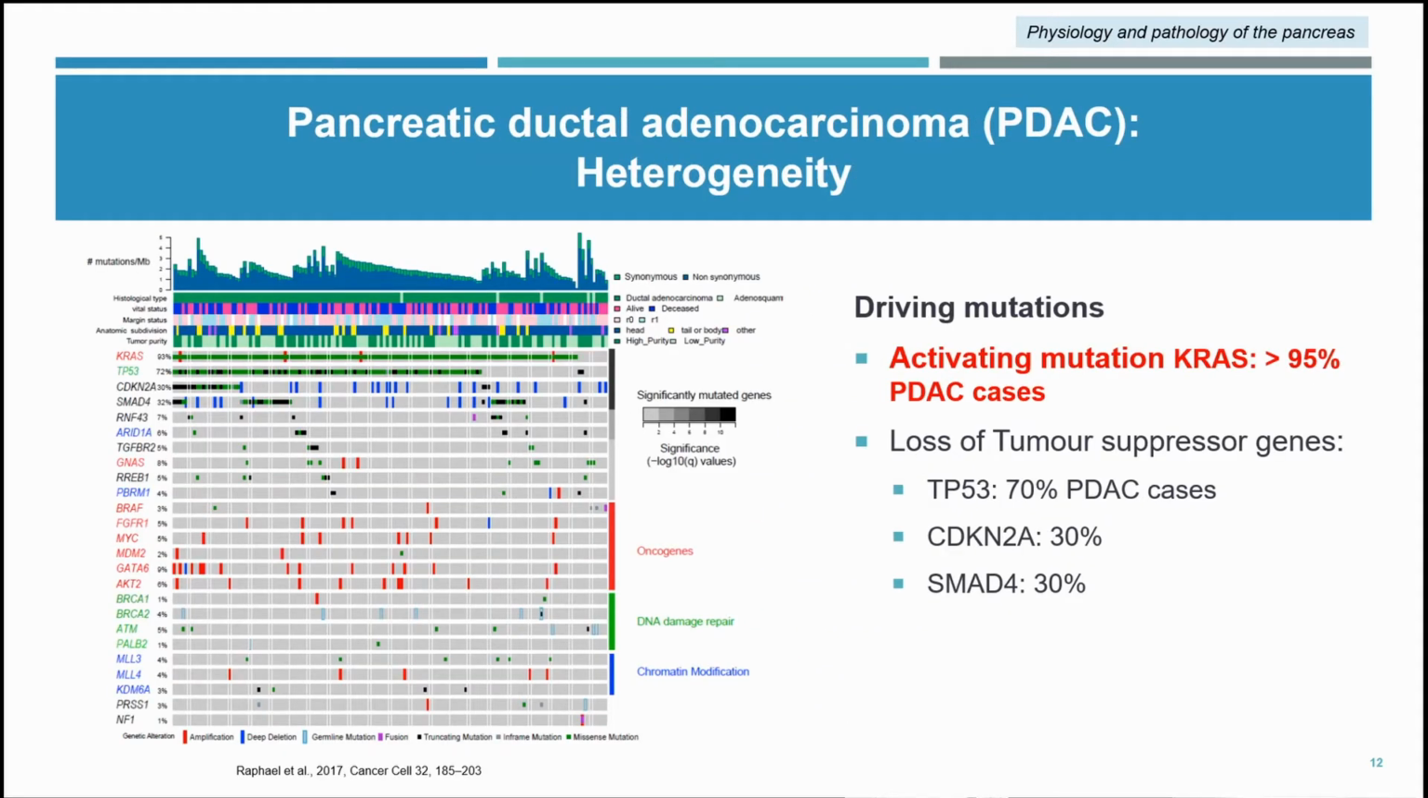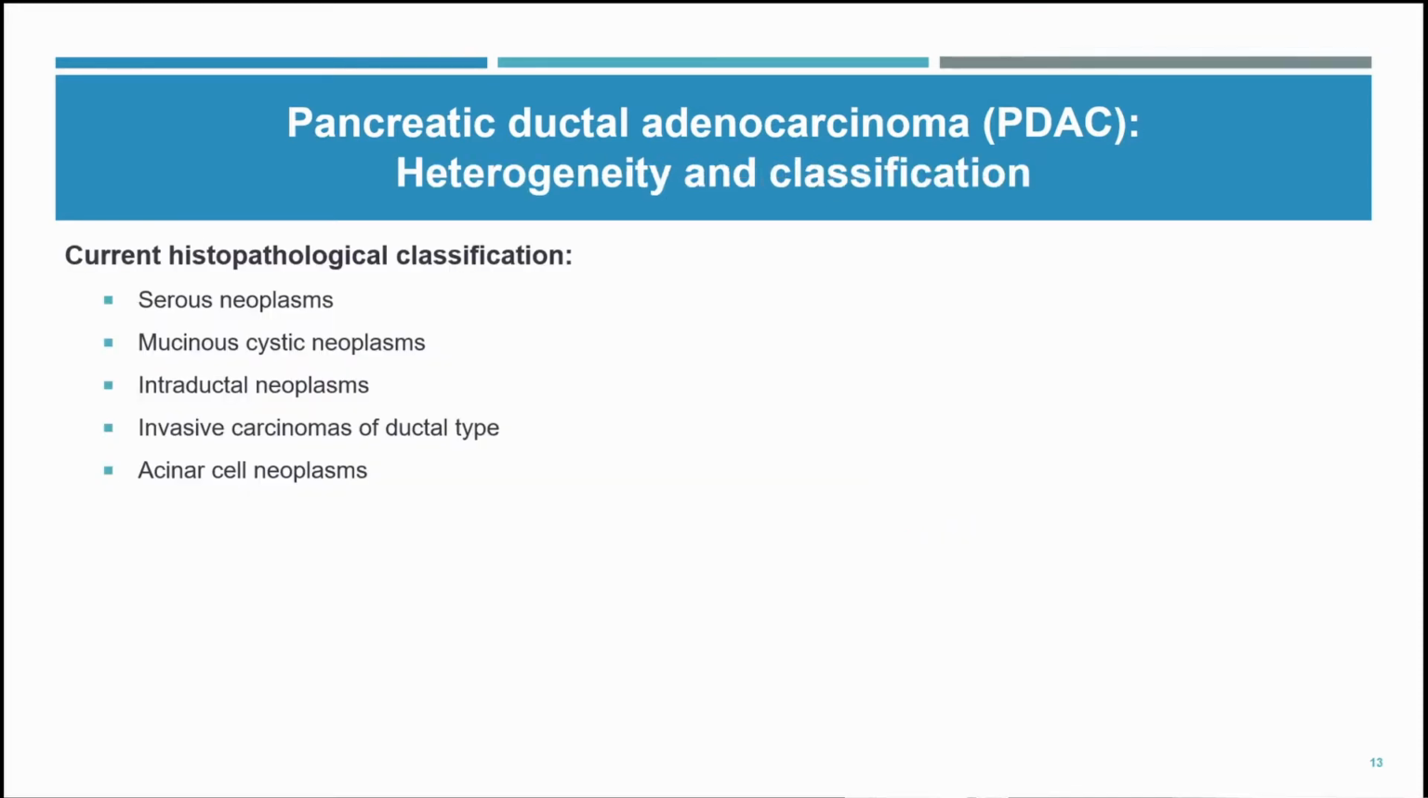Pancreatic cancer is a really heterogeneous cancer. There is a dominating mutation, which is the activating mutation of KRAS, present in around 95% of all cases, followed by the loss of tumor suppressor genes such as TP53, CDKN2A, and SMAD4. Because of this heterogeneity, there have been efforts to classify the different types of pancreatic cancer, but the current histopathological classification remains largely uninformative regarding therapy management for this cancer. It is mostly used for diagnostic purposes, for determining the stage of the cancer.